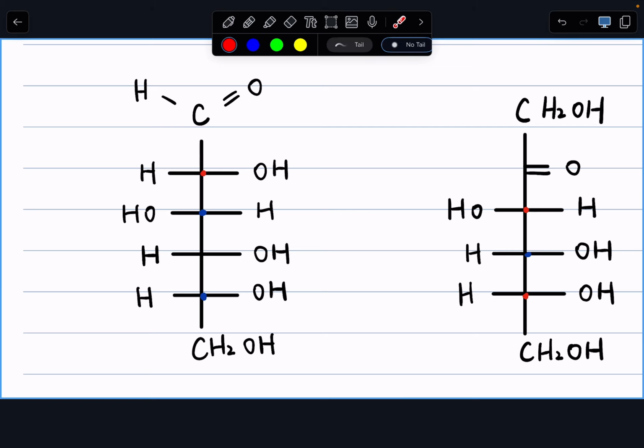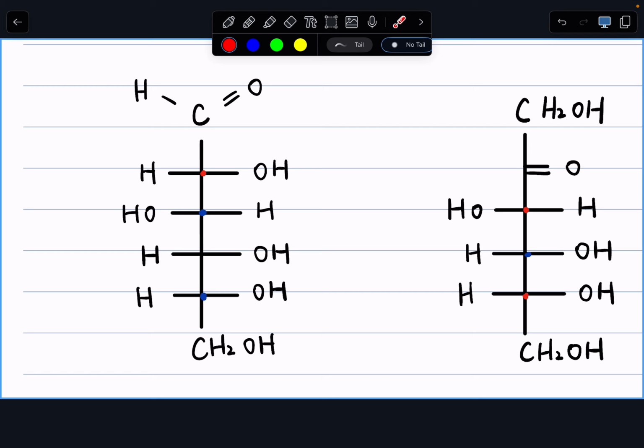First of all, looking at the D-glucose, how many chiral centers do we have? We have 1, 2, 3, 4. All 4 of them have different groups attached to them. We do not have an internal mirror plane, so all 4 of them are chiral centers. So how do we do it? Well, let's look at the top one.